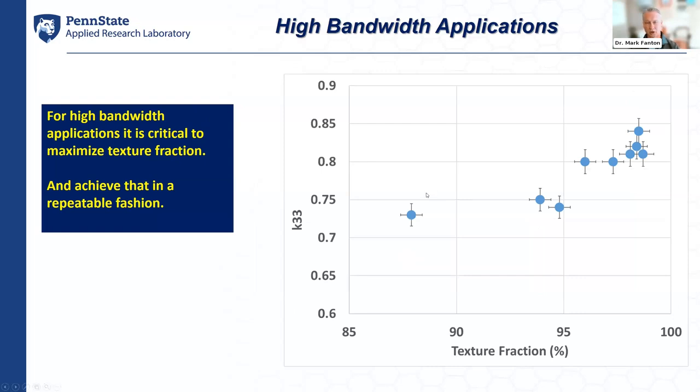Likewise, coupling coefficient also changes significantly with texture fraction. As the stiffness coefficient increases and the D coefficients increase, we do see a significant rise in coupling as well. In these particular cases, if bandwidth of a device is really critical, then driving towards the highest possible texture fraction is obviously going to be critical.